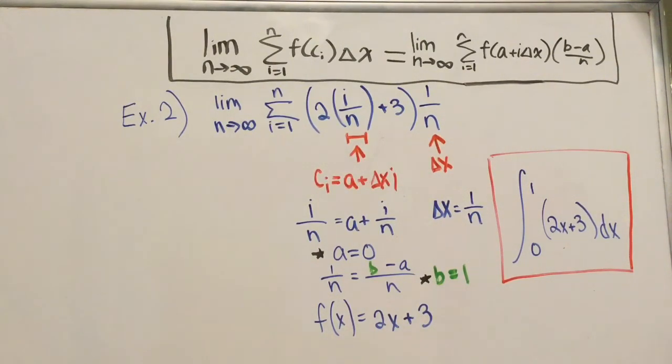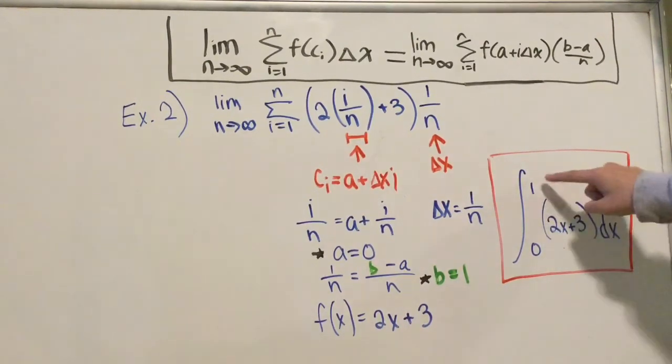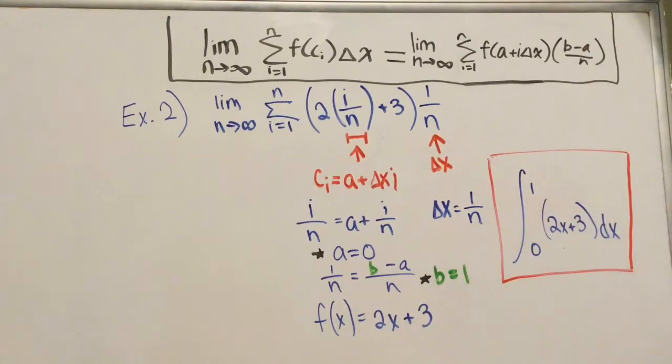So now we want to rewrite it into a definite integral. So a is 0, which is the lower bound, b is 1, which is the upper bound, and then we have our original function, which is 2x plus 3 times dx, which is just the width of the rectangles.